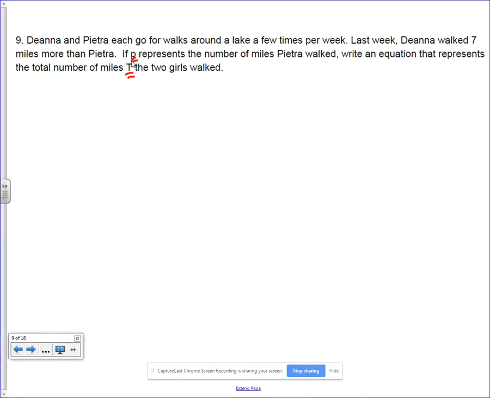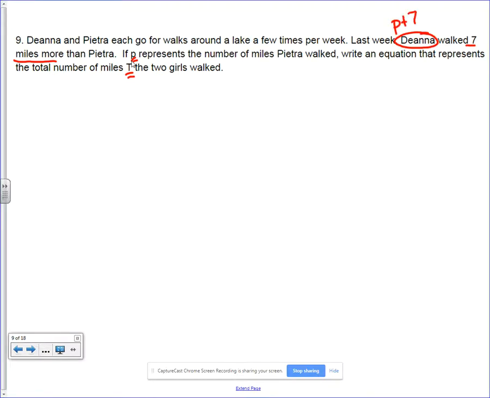Again, I have two unknowns here. I have Deanna and Petra. They tell me to use P for Petra because Petra I know nothing about. What about Deanna? It says Deanna walked 7 miles more than Petra. 7 miles more. So if Deanna is going to walk 7 miles more than Petra, that'd be Petra plus 7.